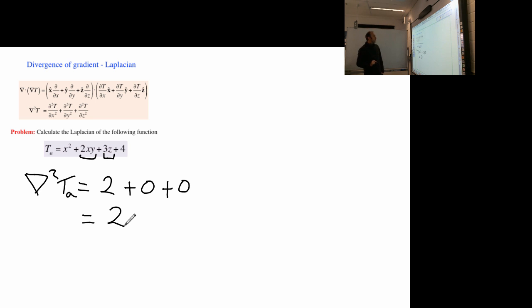Now, as I said, there are a number of other second order partial derivatives, and I'm going to refer you to the Griffiths textbook to look at that in a little bit more detail. But this is the most important one which we will be coming across time and time again.